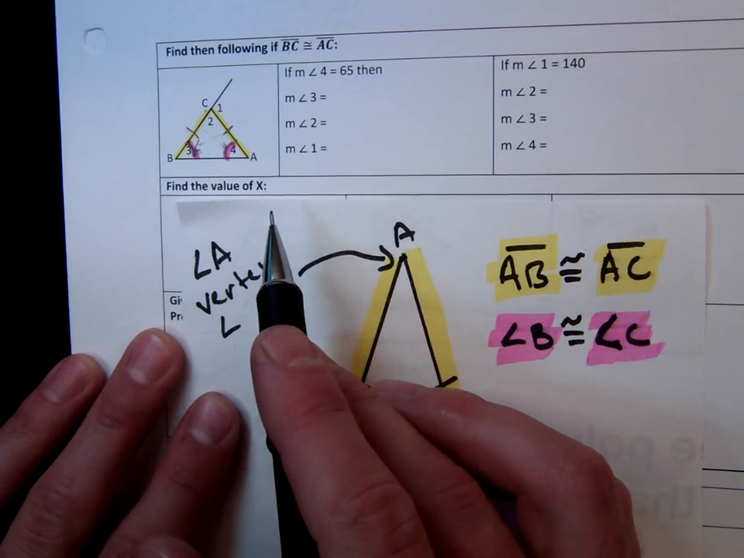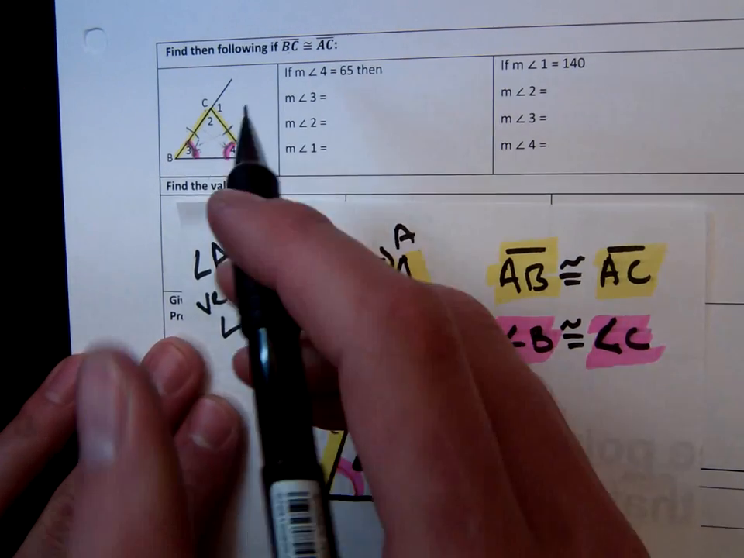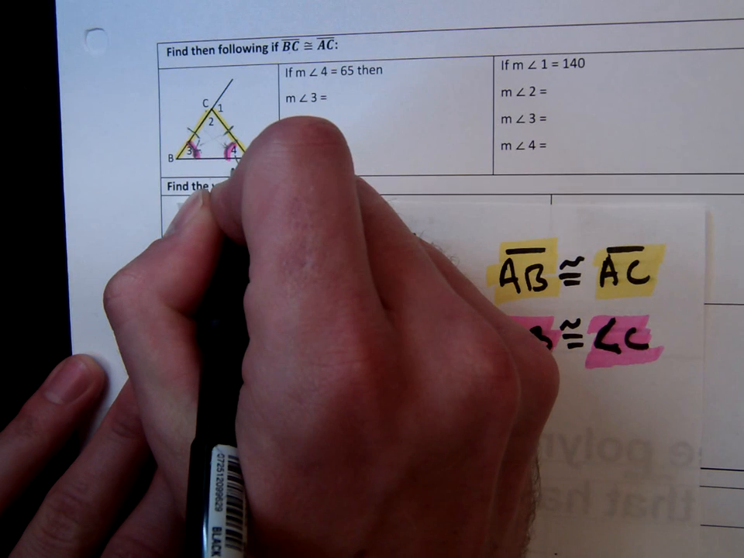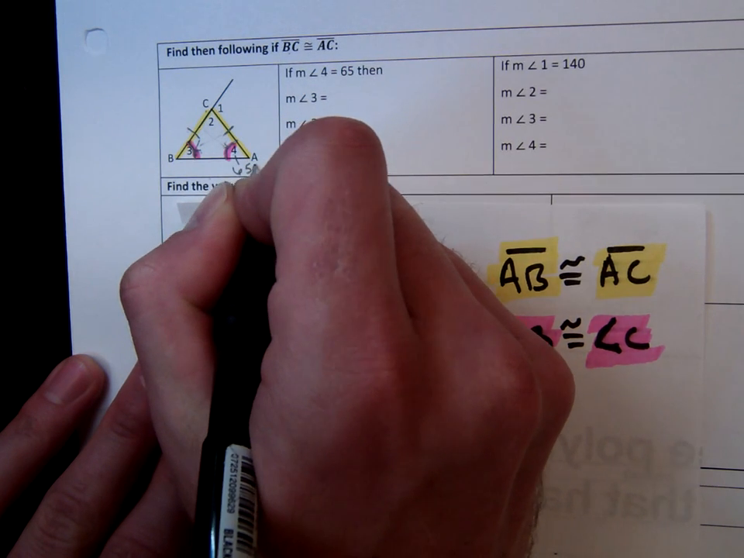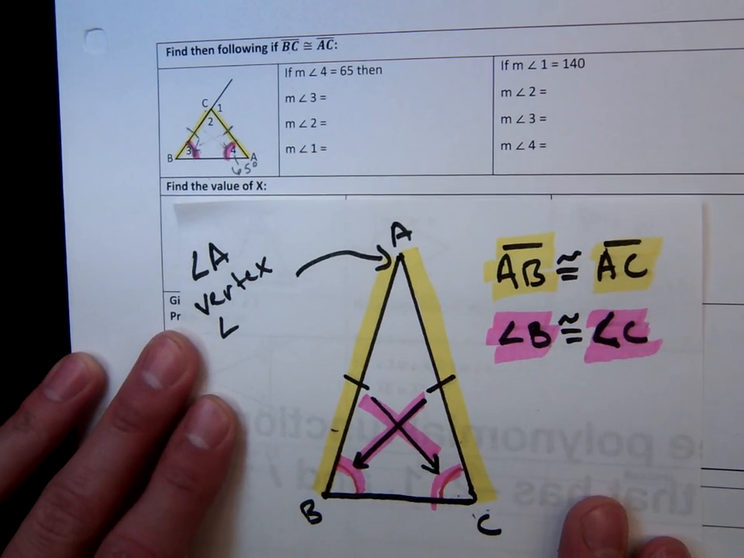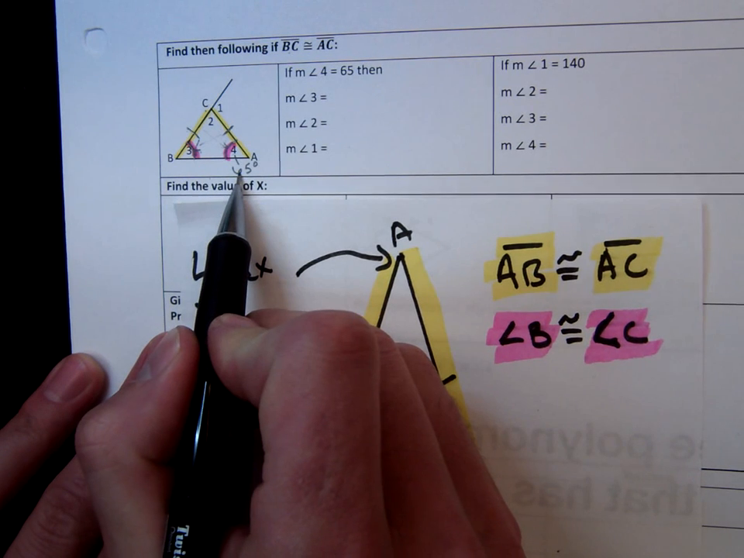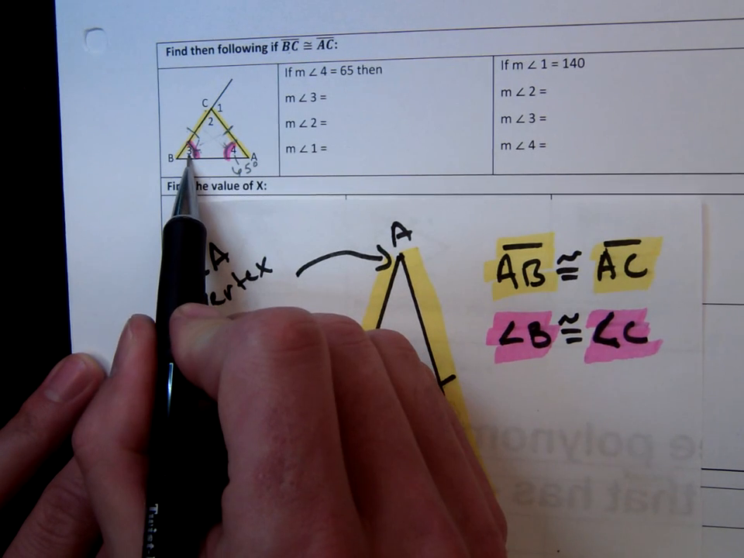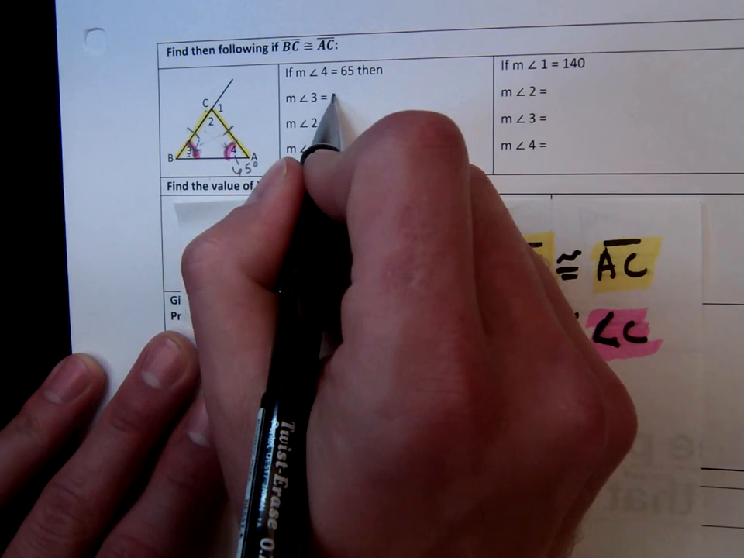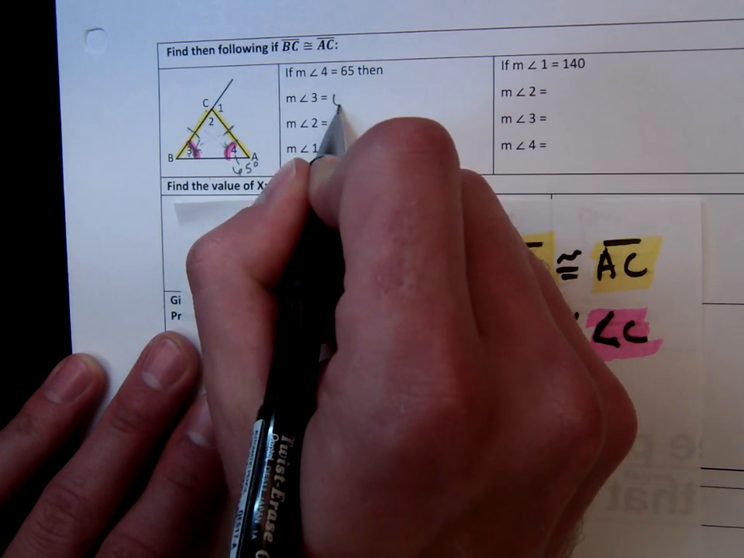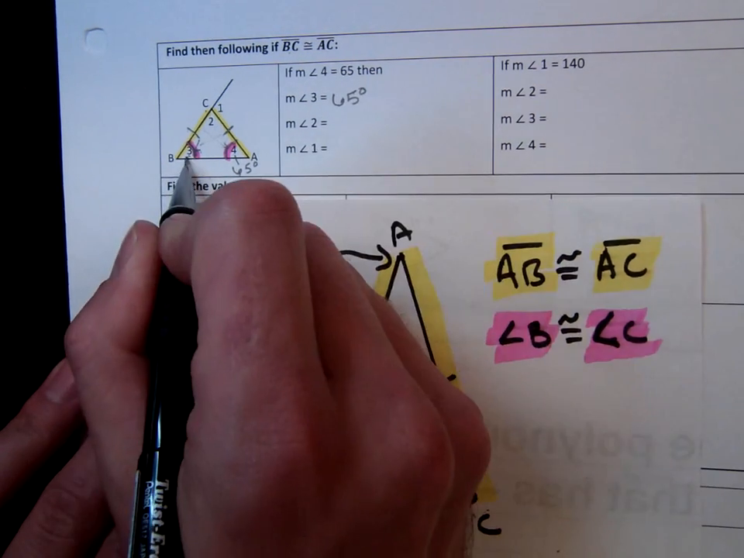So now whatever information I do put in here, I know that these relationships will hold true for all of the problems. So for the first problem, they give me the measure of angle 4, and they tell me that that is 65 degrees. Well, if the measure of angle 4 is 65 degrees, then I know the measure of angle 3 is, hopefully you got 65 degrees because they are congruent.